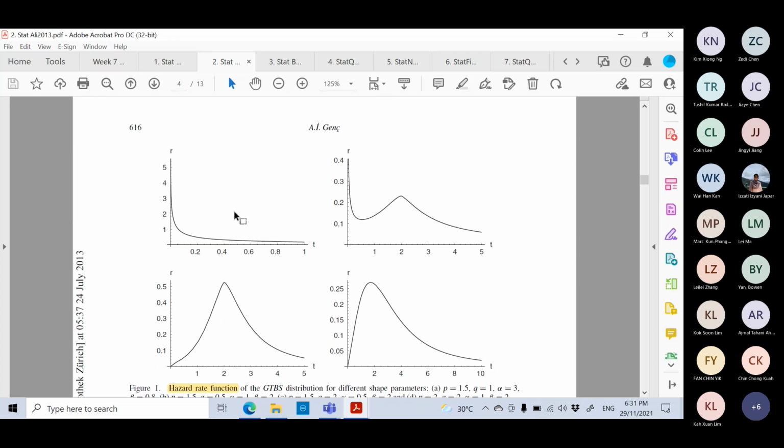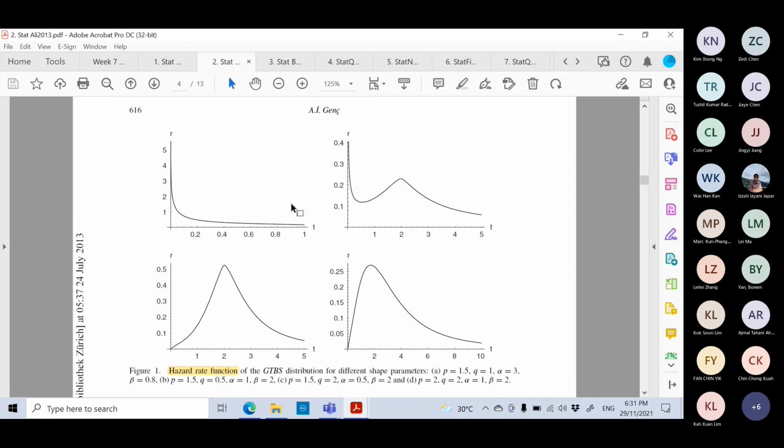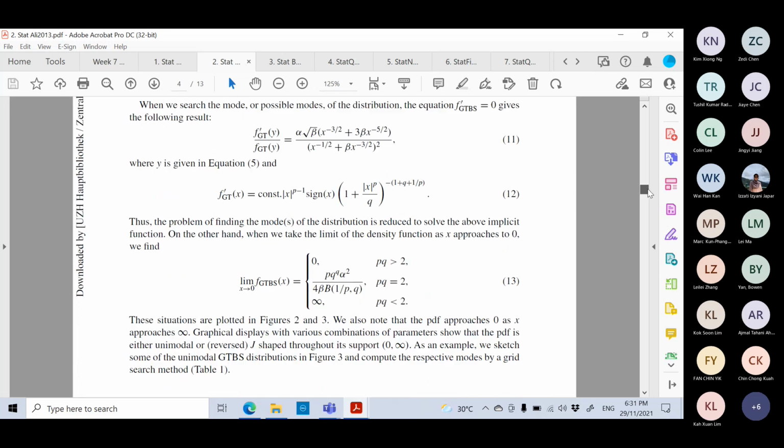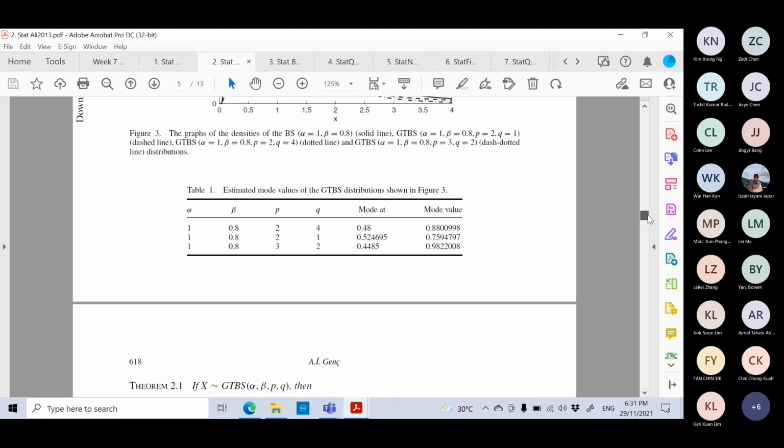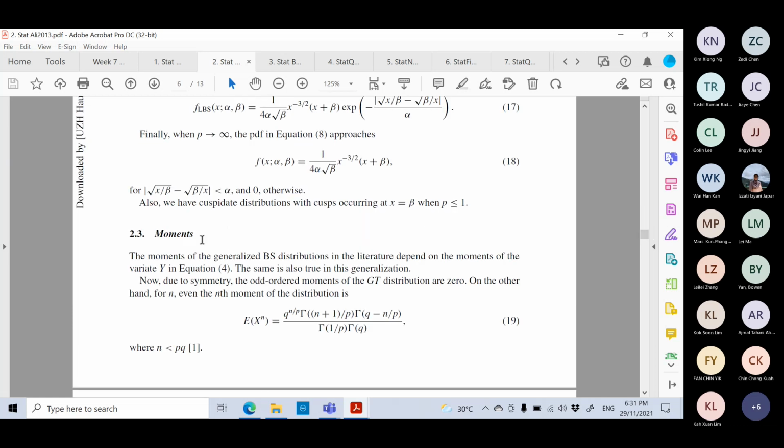In this paper, they demonstrate different shapes of the hazard function. Let me go through the empirical example here. In this example, they also show you the moments, that is, the expectation of x to the power 1, power 2, power 3, and so on. This is the first moment, the second moment, and so on.